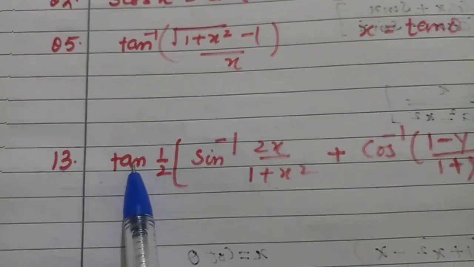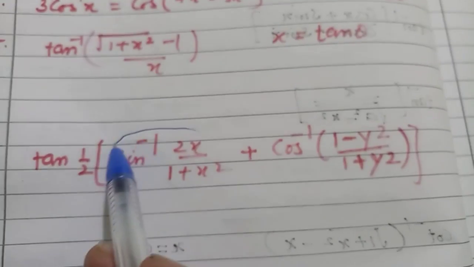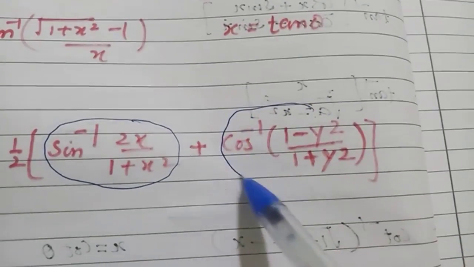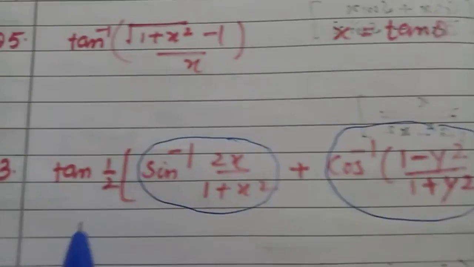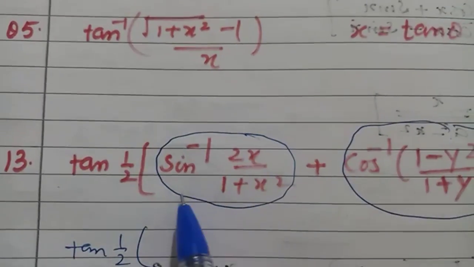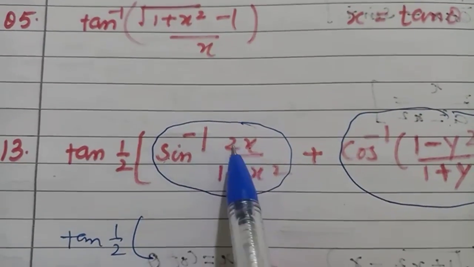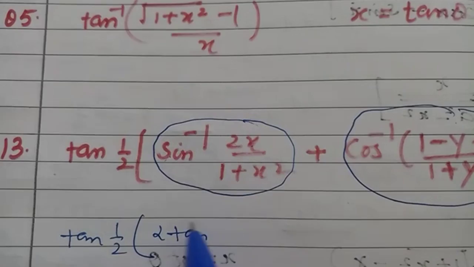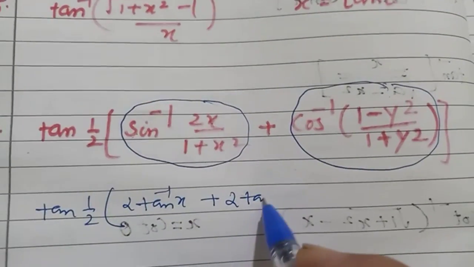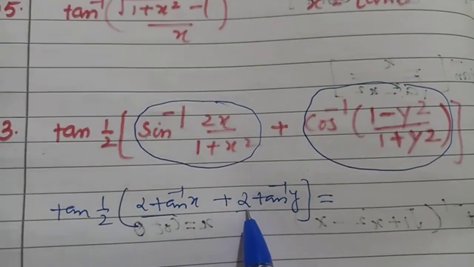This is tan 1 by 2 sin inverse. Now look at this. This is the formula of some expression. This too is the formula of some expression, if you remember. It is tan 1 by 2. This was the formula of 2 tan inverse x in terms of sin inverse. So this is 2 tan inverse x. This is the formula of 2 tan inverse y.